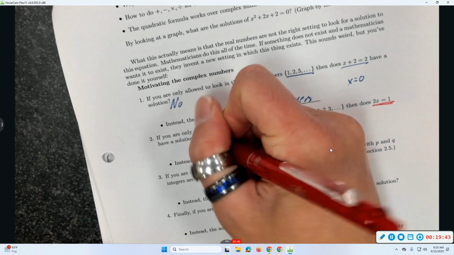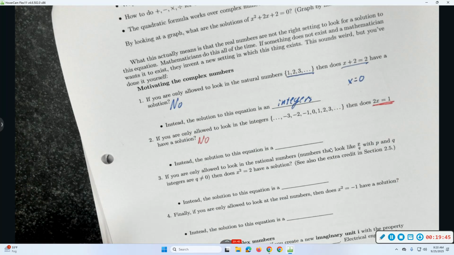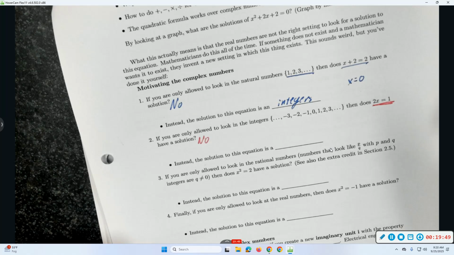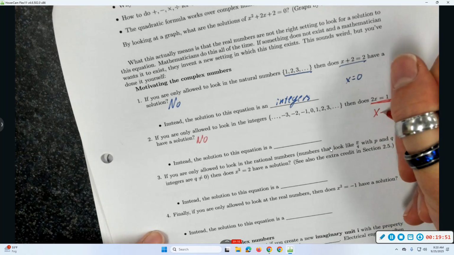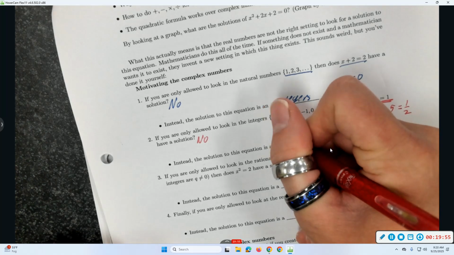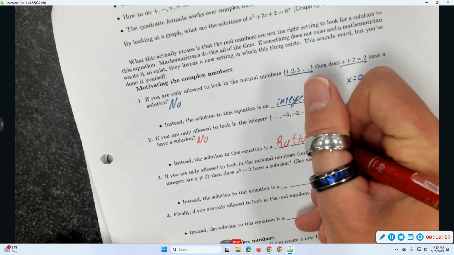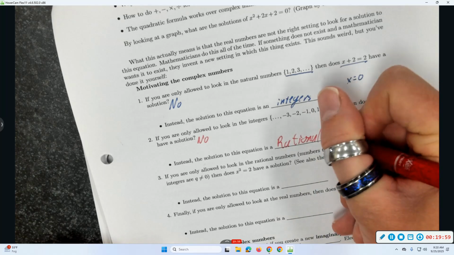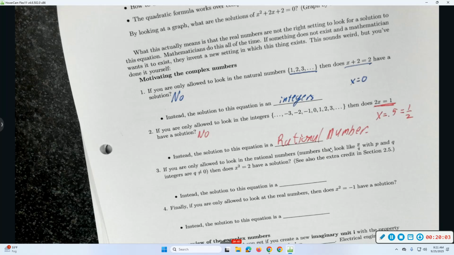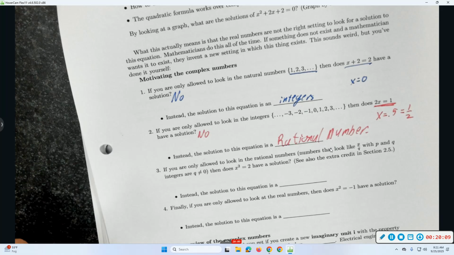So again, the answer is no. But it does have a solution, right? What's the solution to that equation? 0.5. Or 1/2 if you like fractions. The point is it's a rational number, so-called because it is a ratio of 2 whole numbers. All right, cool.